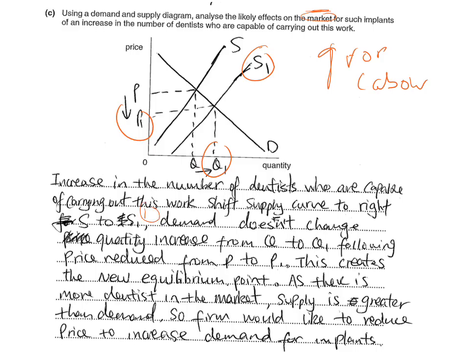Demand doesn't change, quantity would increase from Q1. This creates a new equilibrium. As there is more dentists in the market, supply is greater than demand, so the firm would like to reduce price and increase demand for implants.